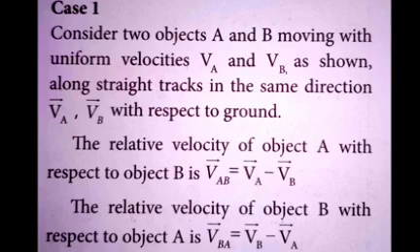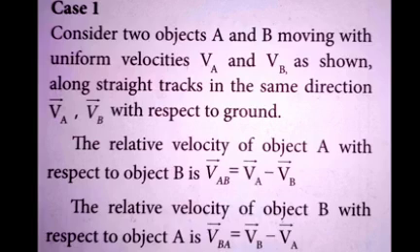Therefore, the velocity VAB vector equals VA vector minus VB vector. From object A to B we have to subtract. Likewise, for the relative velocity of object B with respect to object A, B is compared with the velocity of object A. Therefore, we subtract A from B: VBA vector equals VB vector minus VA vector. So this is special case 1.